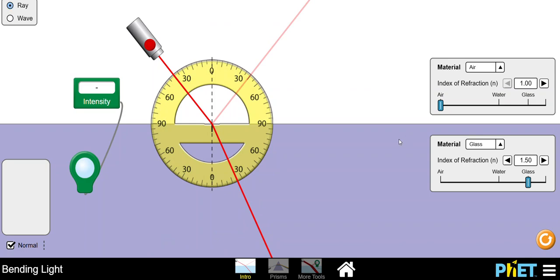So basically, it's a very simple simulation. It's very friendly, at least the first part. That is what you need for your lab about index of refraction, angle of reflection and angle of refraction.